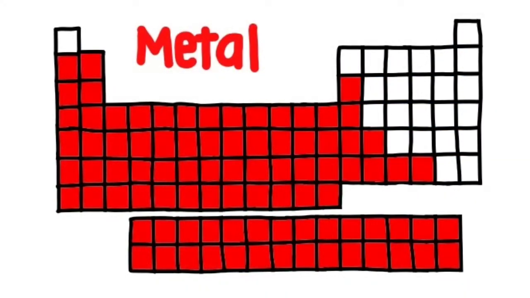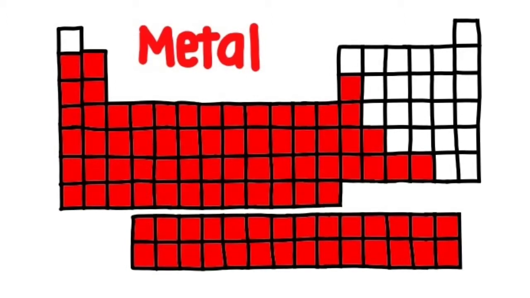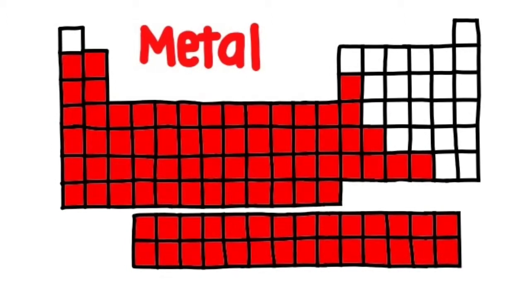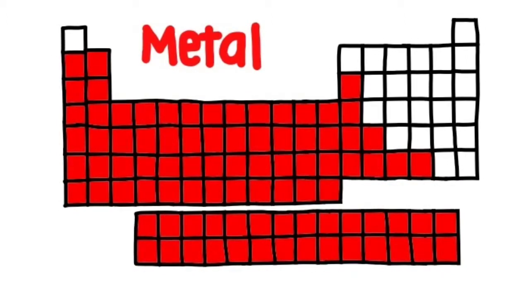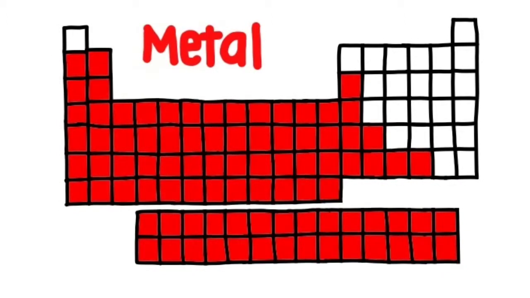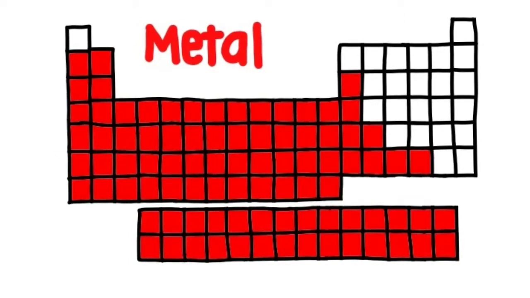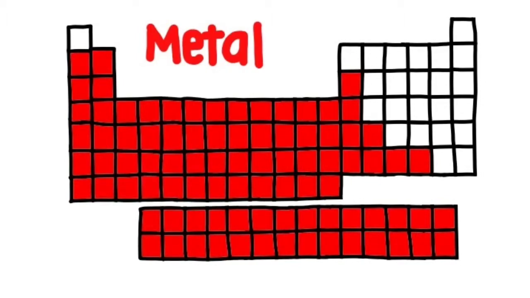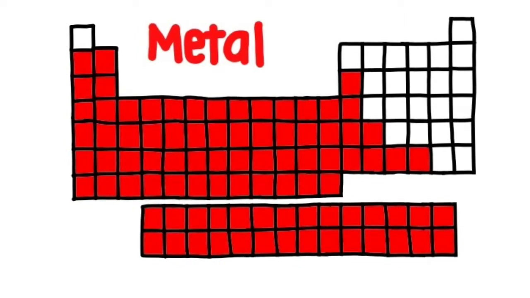Most of the elements on the periodic table are classified as metals. These metals have properties that you normally associate with the metals you encounter in everyday life. They are solid, they are shiny, good conductors of electricity and heat, they're ductile, which means they can be drawn into thin wire, and they are malleable, which means they can be easily hammered into very thin sheets.